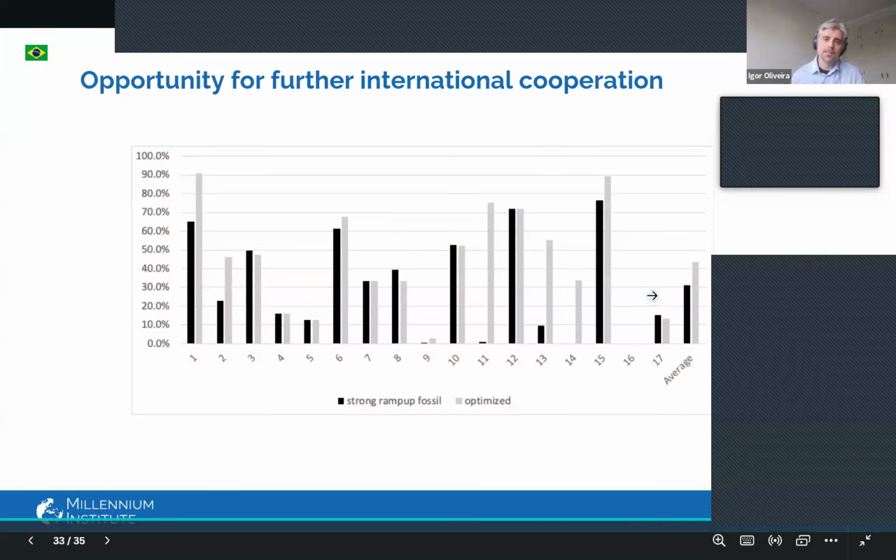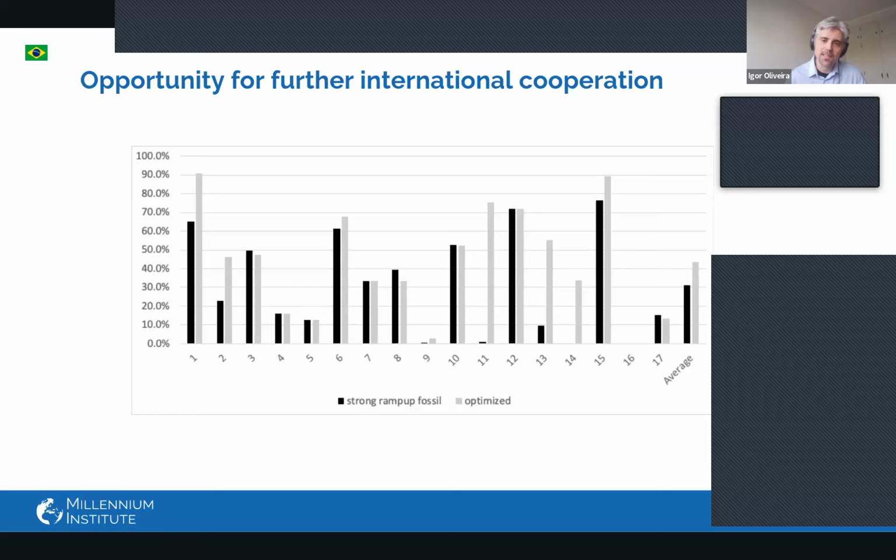But there is always opportunity for us. In this case, for instance, we saw how much we could achieve through the synergies, on top of the progress already brought by green hydrogen itself, which is the black bars there. The gray bars are the synergies, these other policies that I mentioned, right?